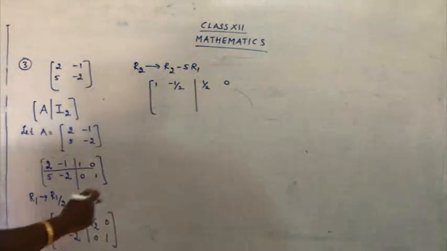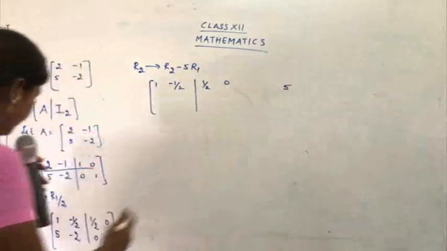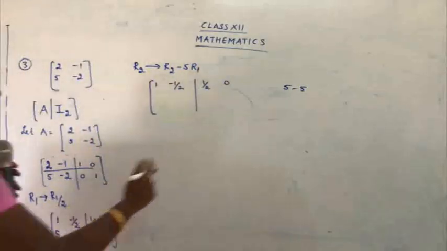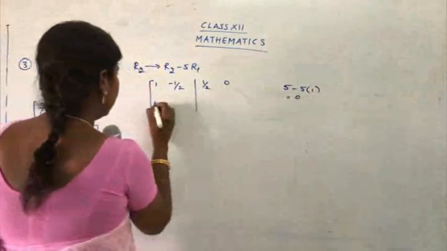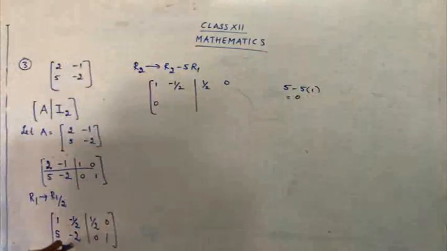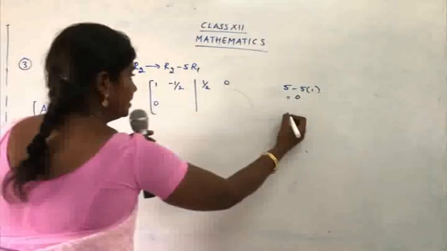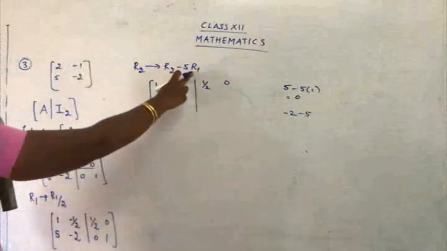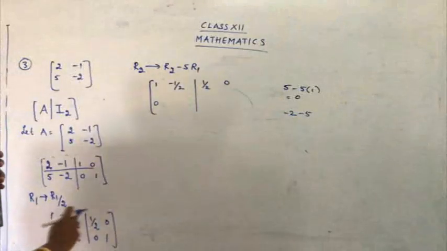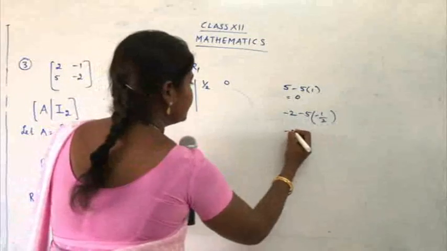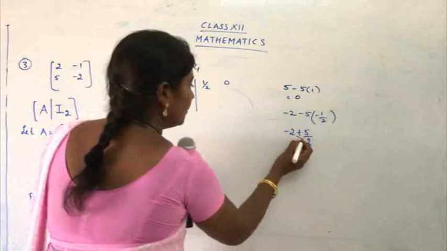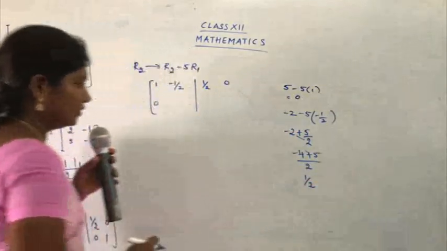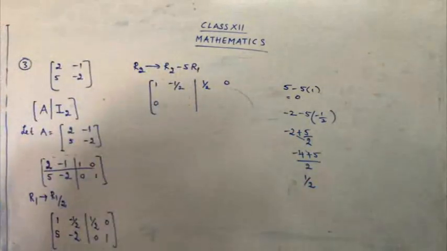See here, R2. So what is that? 5. I'll just refer here, children. 5 minus 5 R1. What is the corresponding R1? 1. So 5 minus 5 is 0. I'll get here 0. Done. Come to the next. Choose the next element. It's minus 2, minus 5 R1. What's the corresponding R1 here? Minus half. Minus 2 plus 5 by 2, minus 4 plus 5 upon 2, 1 upon 2. So what do you get there? 1 upon 2.